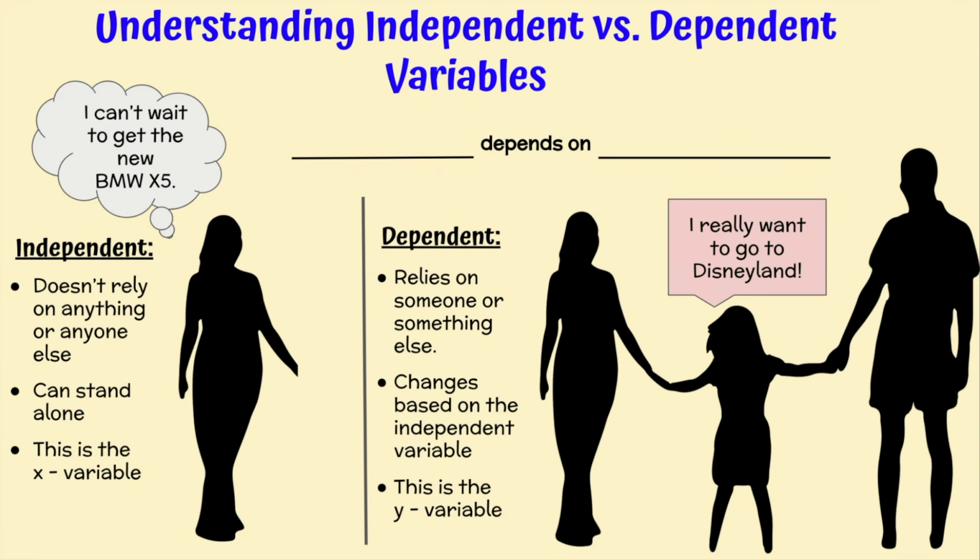Typically, when we're trying to determine an independent and a dependent variable, we can use something called a depends statement. This helps us determine which variable is which. So something depends on something else. In this case, the child depends on her parents to determine if she can go to Disneyland or not.